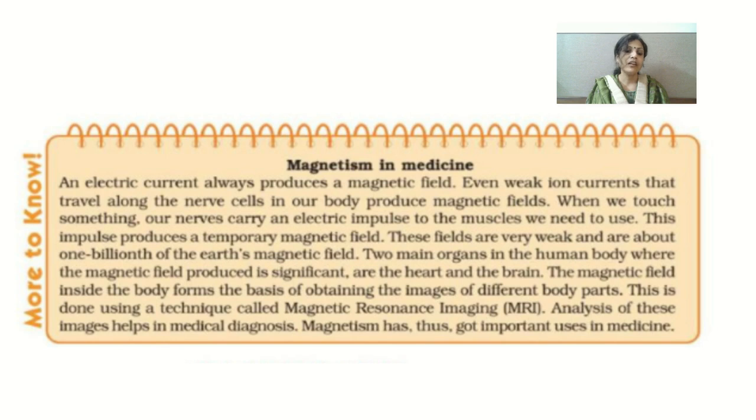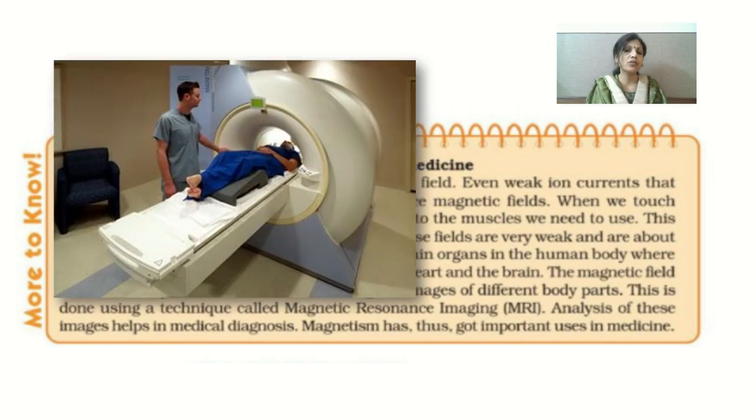The magnetic field inside the body forms the basis of obtaining the images of different body parts. And MRI, that is magnetic resonance imaging, is a technique which is used to see the image of different parts of the body. And this is how the magnetic field is useful in case of medicine.